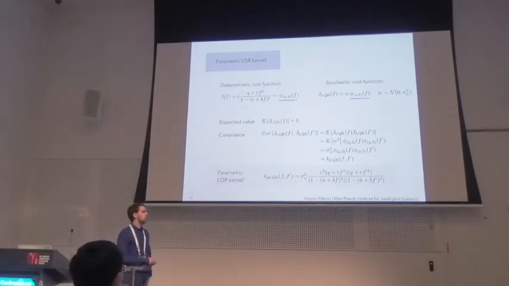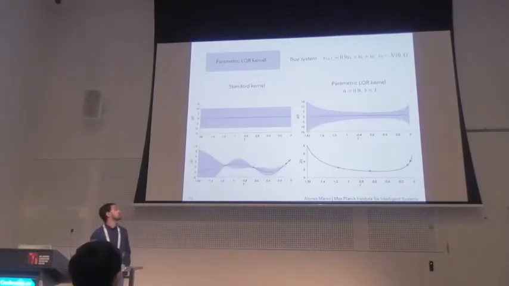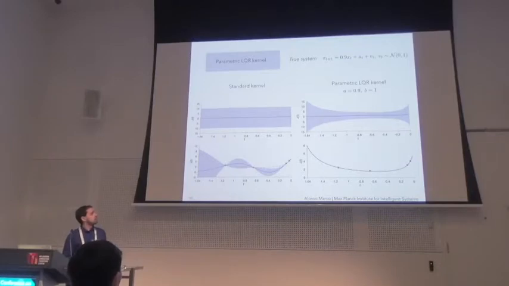So now we're going to show how this kernel compares with other standard kernels. So if we consider this true system, we do Gaussian process regression using a standard kernel. For example, this is the square exponential kernel, which is a very widely used kernel, and we see that the true function, which is this dashed line, is not very well captured by the mean of the Gaussian process after four points. However, we show that with our parametric LQR kernel, the cost function is very well captured.